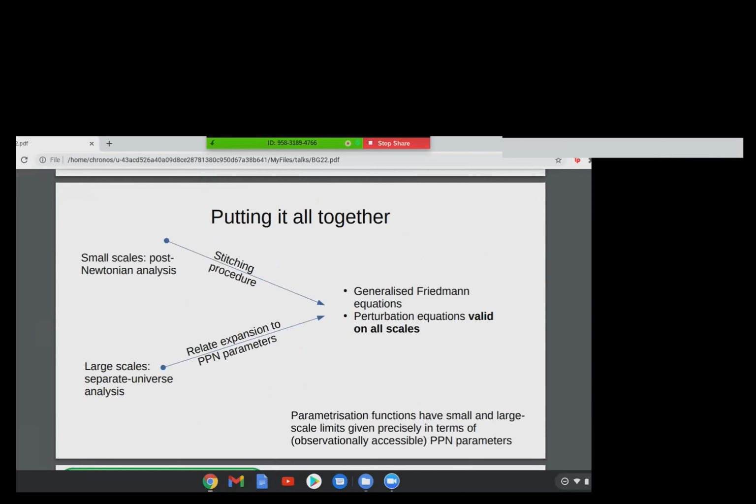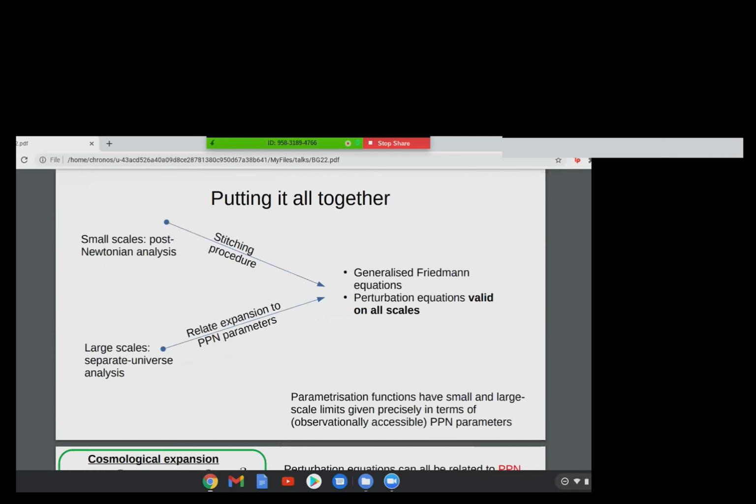So if we put it together and combine our small-scale post-Newtonian analysis with our large-scale separate universe type analysis, and we smoothly join this together, we get our generalized Friedmann equations, but we also have perturbation equations that will be valid on all scales, right down to the highly nonlinear scales and right up to the superhorizon scales.